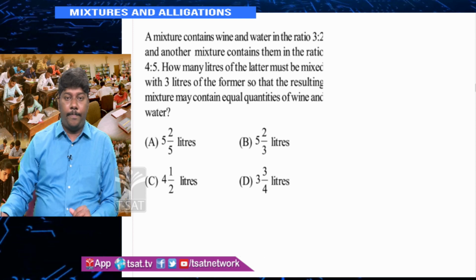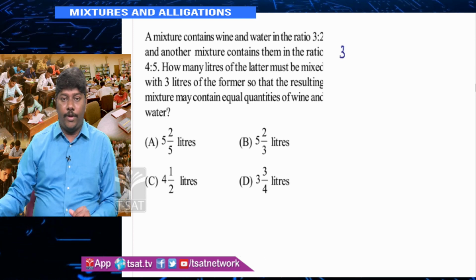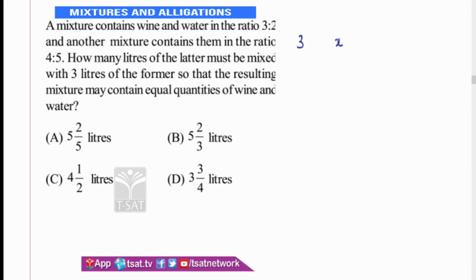Let me write it. First 3 liters N1, X liters N2, we don't know. But what is wine and water? Wine and water is 3:2 in this one. In the second one 4:5. In the mixture it is 1:1. Wine and water. You can't take both at a time, so you take either wine or else you take water. So here I am taking wine.